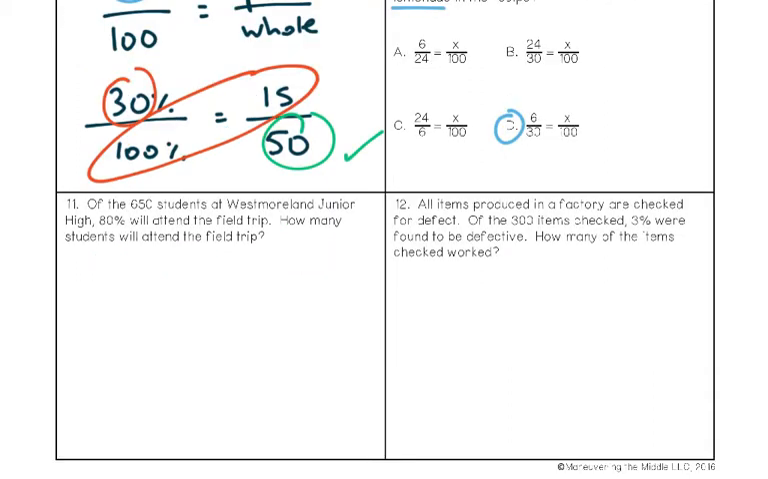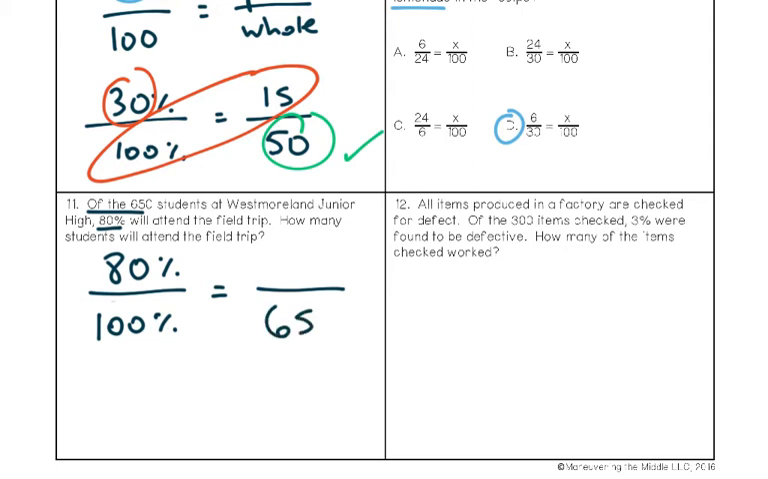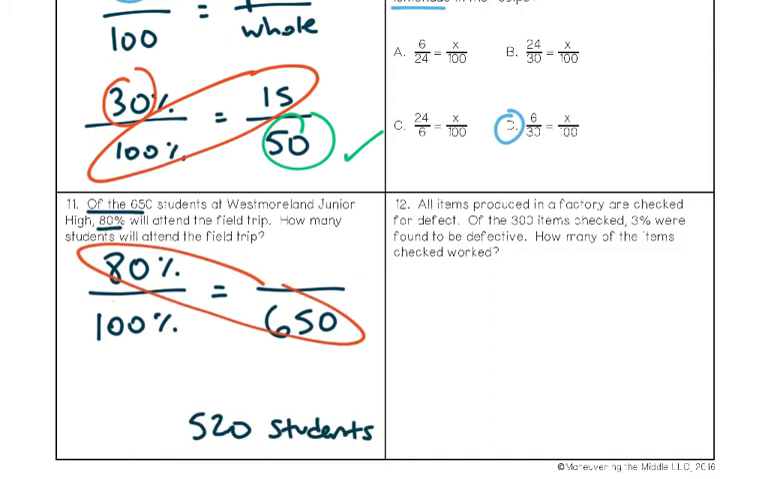On number 11, there's two different ways you can do this. I know that 80% of the 650 students will attend the field trip, so I would do 0.80 times 650, and that'll give you your answer. But you can also set up a percent proportion. In this case, I know that 80% is attending out of 100 total. Percent's always out of 100, so that's my first fraction. And then my second fraction tells me that the 650 is the total, so it goes on the bottom. Then I can cross multiply to solve. So I circle the numbers across from each other and multiply, divided by the number that was left, and I got 520.